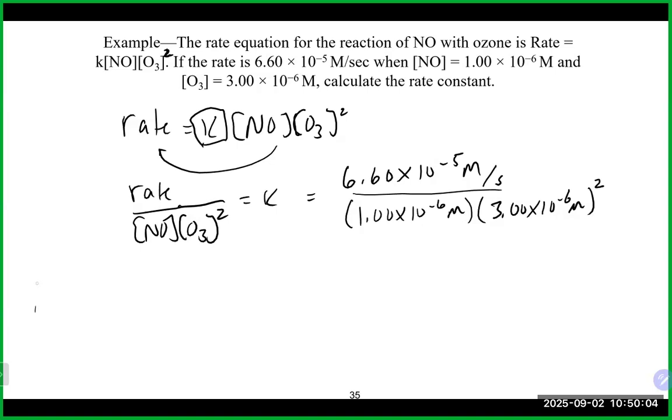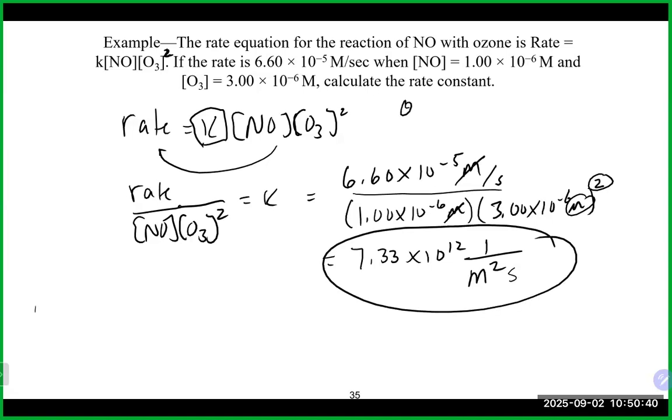That would then give us, I don't know, because I made it up, let's see, 6.6 times 10 to the minus 5 divided by 1 times 10 to the minus 6, divided by 3 times 10 to the minus 6 squared. A big number on this one, huh? So we end up with maybe 7.33 times 10 to the 12. In terms of units, molarity on top and bottom will cancel, giving us 1 over molar squared seconds.